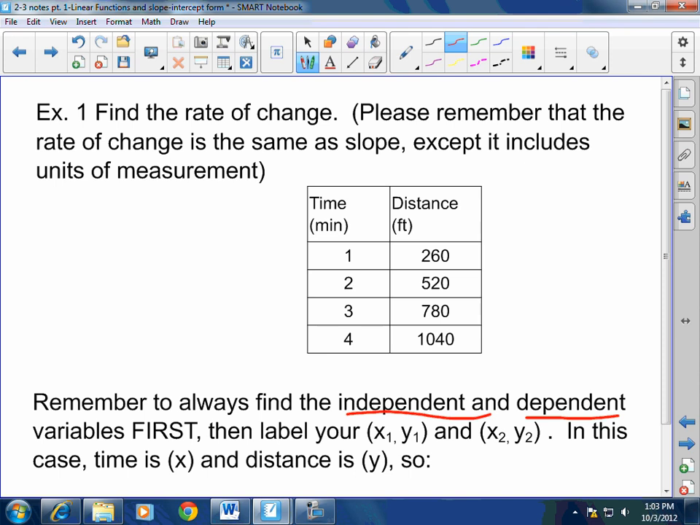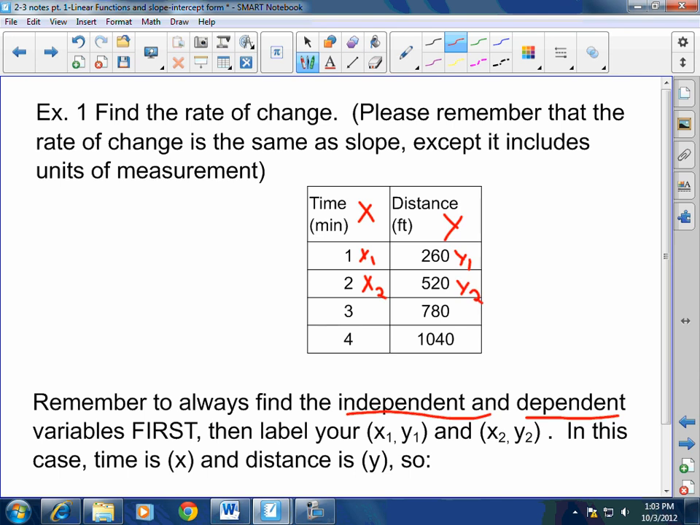In this case, time is the x, or the independent, and distance is y, or the dependent. Time is always independent, by the way. Always. And of course, distance is going to depend on time. The longer time you walk, the further distance you go, correct? So, we know that time is x and distance is y. This is the first point I see, so this is my x1, y1. Second point I see, x2, y2.